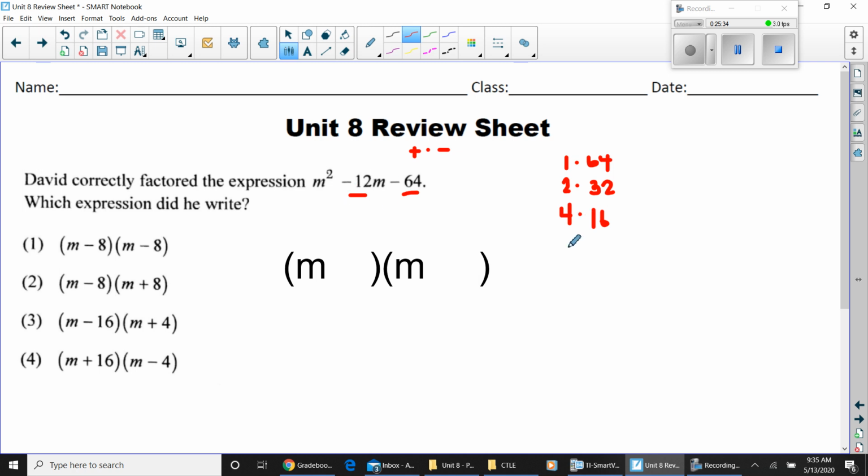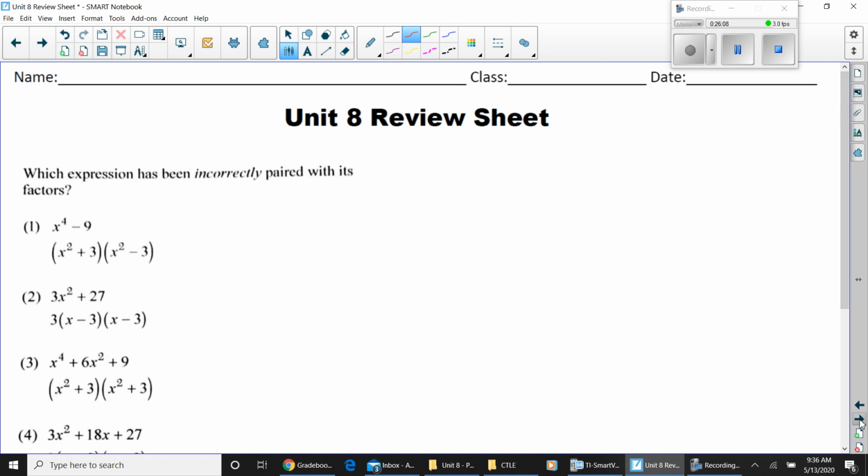The larger number would have to be the negative. So it would be a positive 4 and a negative 16. All right, so you could try it out like this: 4 times negative 16, negative 64, 4 minus 16, negative 12. So you would get this as your answer. Nice, easy problem.